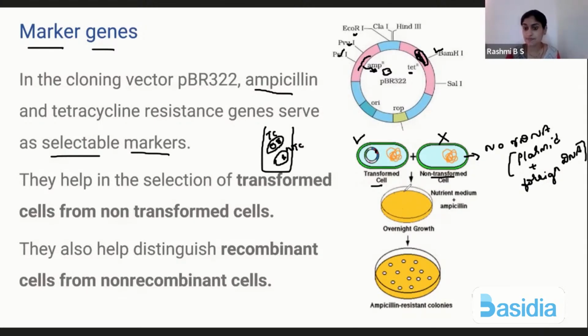I will make a medium in a petri plate. This is your petri plate. A petri plate means a glass dish which is used to grow microbes. So now I'm taking a petri plate, a glass dish, and I'm pouring a mixture of both transformed cells and non-transformed cells. I don't know which is transformed and which is non-transformed, so I'm just pouring that solution containing both the cells into this.